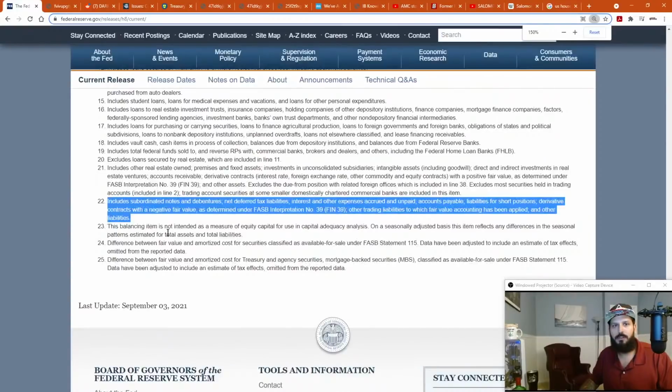They include subordinate notes, debentures, net deferred tax liabilities, interest, other expenses accrued and unpaid, accounts payable, liabilities for short positions, derivative contracts with a negative fair value, as determined by their shitty interpretation, other trading liabilities to which fair value accounting has been applied, which means in layman's terms, they don't know what it's actually worth. They're just estimating it's going to be worth this much and this is how much they're going to lose on it, quote unquote, and other liabilities, end quote.